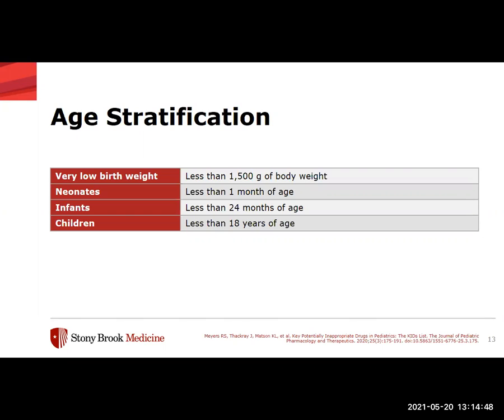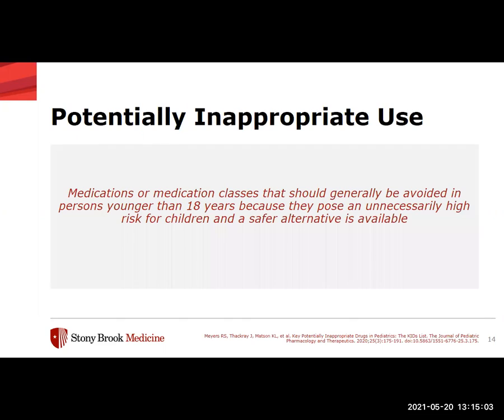Additionally, neonates indicate those who are aged less than 1 month. Infants are characterized by an age of less than 24 months, and generally speaking, children are referred to as less than 18 years of age. So now that we've covered the basics of age stratification, we can focus on the KIDs List medications themselves.